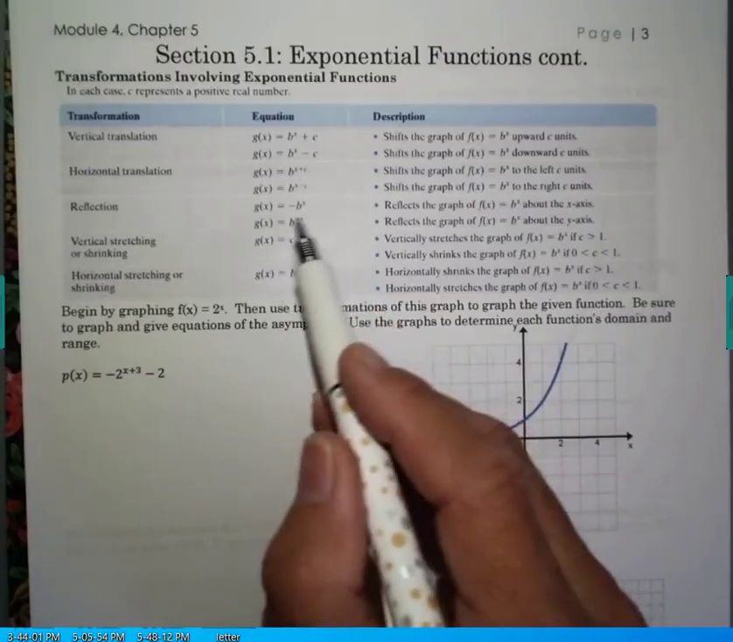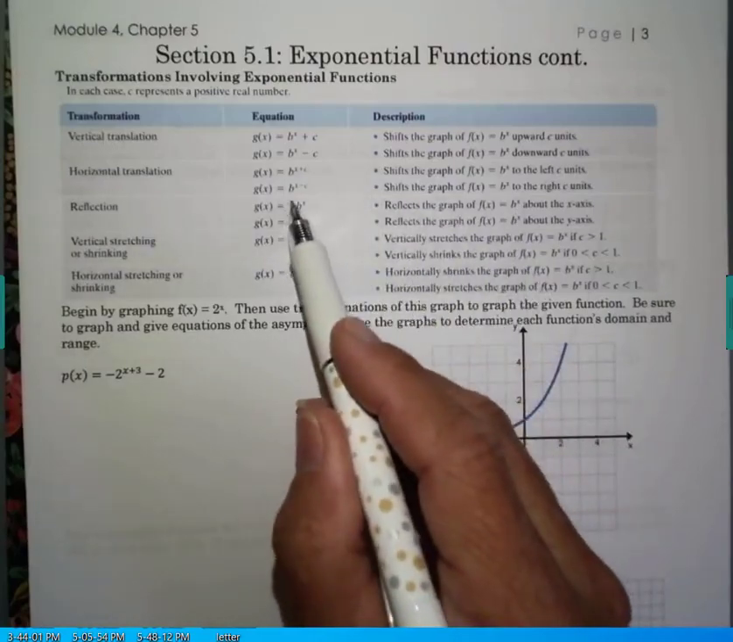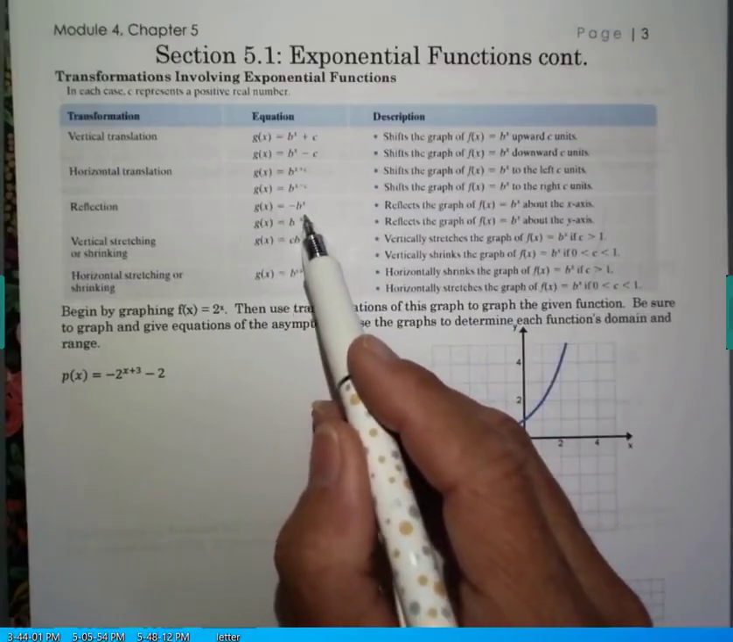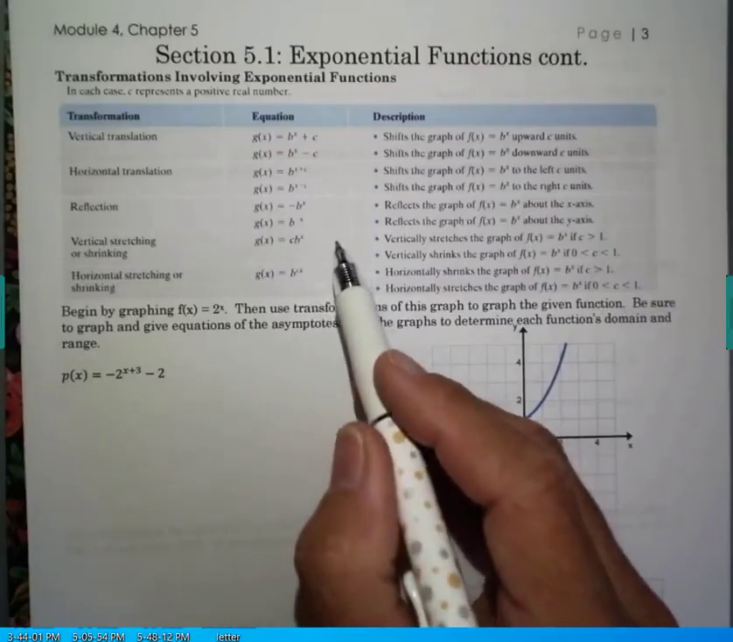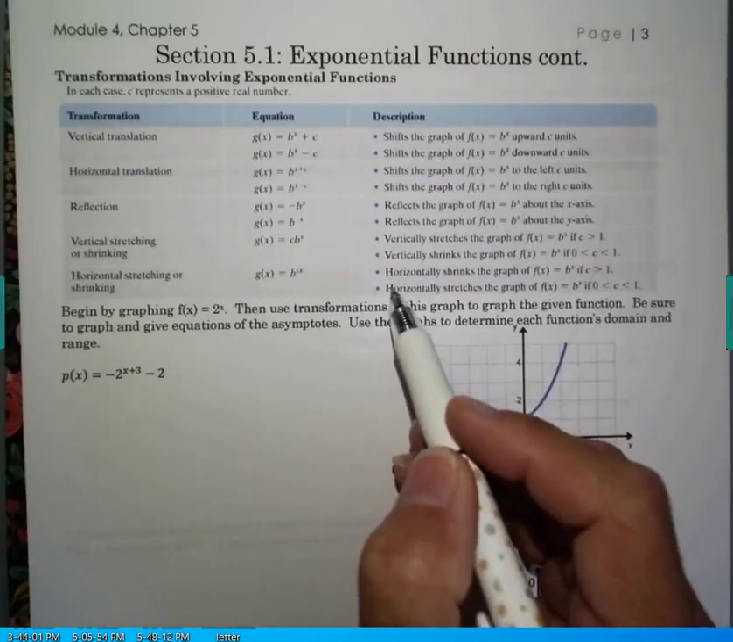The next ones are going to be reflection. Now, where do we see that it reflects about the x-axis? That's if the negative is right there next to the equal sign. About the y-axis, the negative has to become a part of the exponent. And the hard one is going to be these vertical and horizontal stretches and compresses, okay?